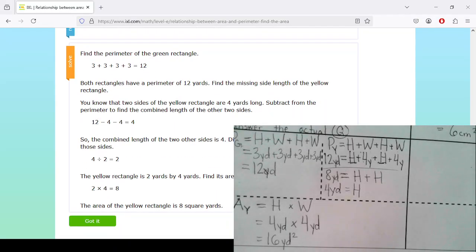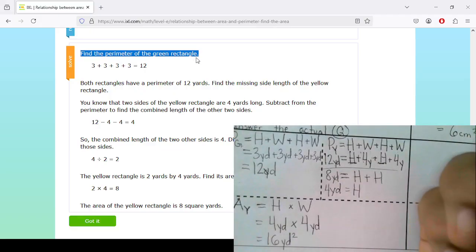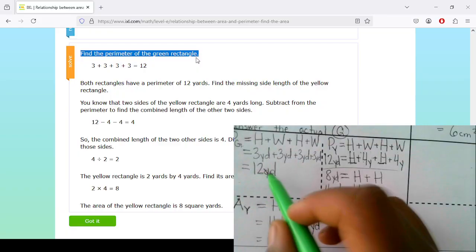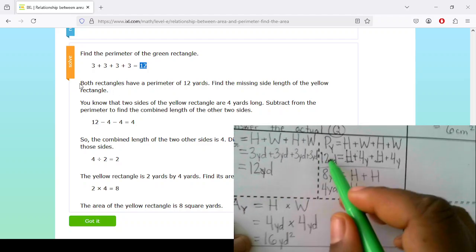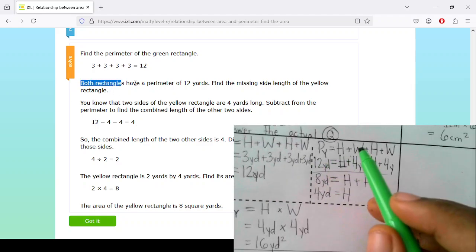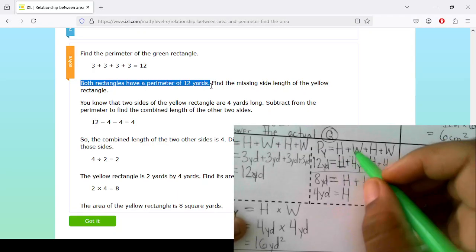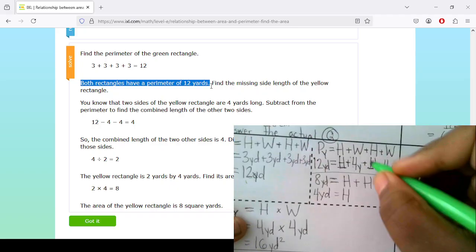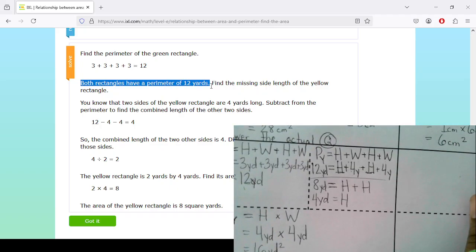So I'm going to read through the steps here. Find the perimeter of the green rectangle. That's the first thing they did, and that's the first thing I did. I said that the perimeter of the green rectangle was 12 yards, and IXL tells me that the perimeter of the green rectangle is 12 yards. Okay, and so I set this perimeter equal to 12 yards, and IXL tells me both rectangles have a perimeter of 12 yards. So this step 1 is correct. The setup for step 2 is correct. What went wrong? I need to keep reading.